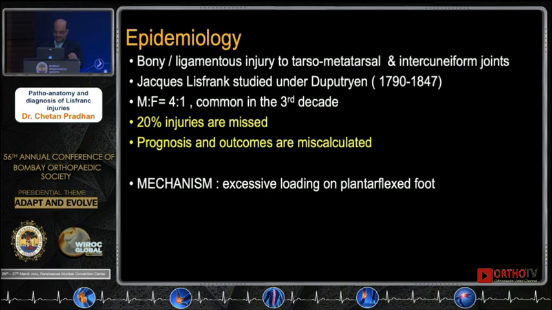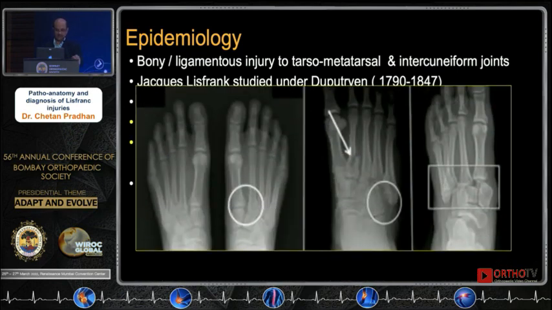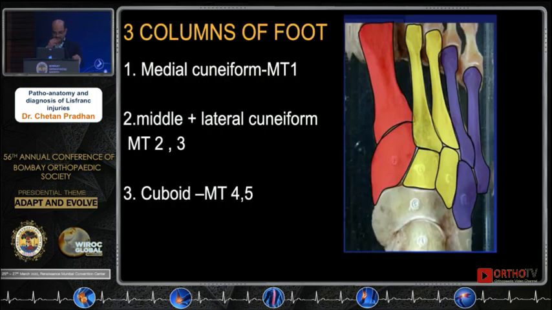What is more important is that 20% of these injuries are missed, and the prognosis and outcomes of Lisfranc fracture dislocations are quite overestimated by the treating surgeons. Overestimated meaning they are quite optimistically estimated, and if they are not picked up and treated correctly, it can lead to some disastrous outcomes, as we'll see along the course. The mechanism of a Lisfranc injury is usually excessive loading on a plantar flexed foot. So we are going to see a plethora of these injuries in the tarsometatarsal joints and the intercuneiform joints.